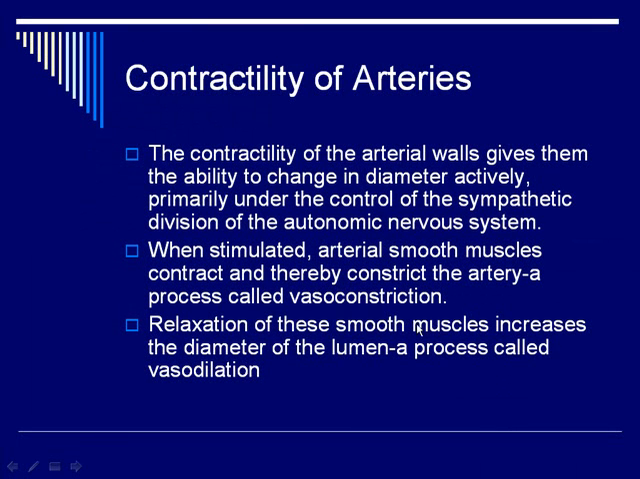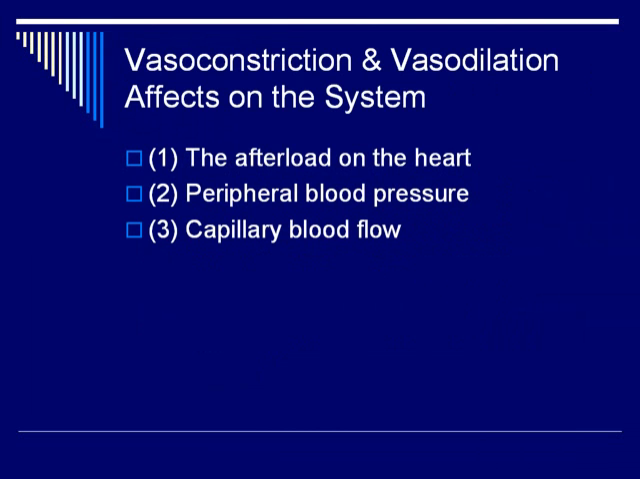Or relaxation of the smooth muscles increases the diameter or lumen in a process referred to as vasodilation or vasodilatation. So, again, under the control of the sympathetic division of the autonomic nervous system. Now, parasympathetic nervous system, remember, slows you down. Mainly used in the digestive system, which we'll talk about in a couple of weeks. Dr. Sloan will come in and talk to you about the digestive system. But you'll see that's under primarily control of the autonomic nervous system, parasympathetic branch, but for fight or flight, we see the sympathetic nervous system is involved.